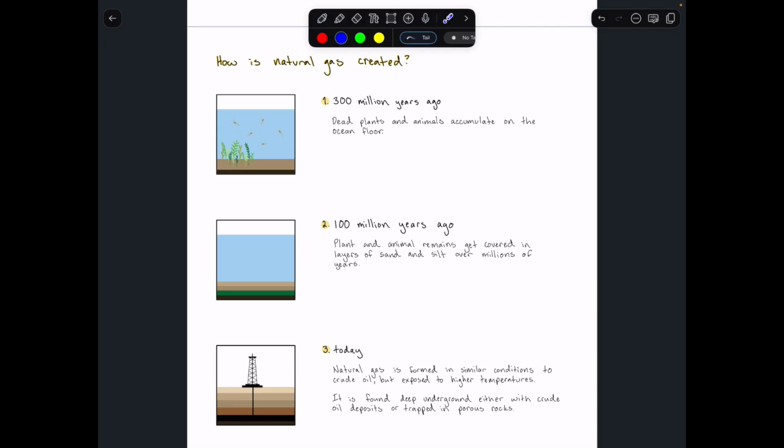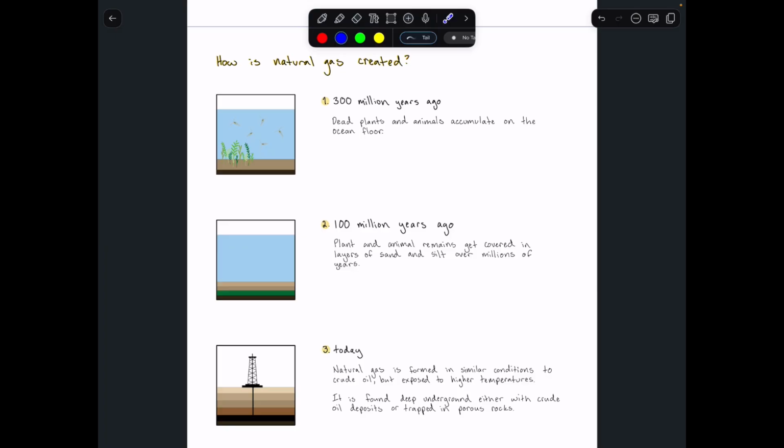Now, let's dive into how natural gas is created. Natural gas is a fossil fuel that forms through a process very similar to the formation of crude oil. The natural gas used today originated from dead plants and microscopic marine organisms, such as plankton and algae, that accumulated on the ocean floor approximately 300 million years ago. When these organisms died, their remains settled at the bottom of the ocean floor, where they became covered in sand and silt and other sediments.